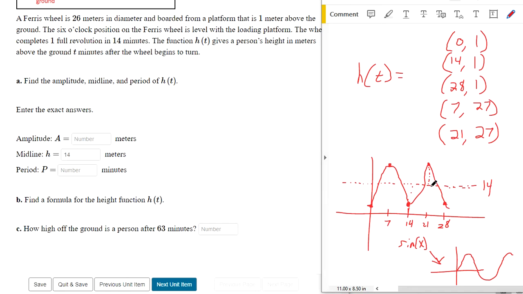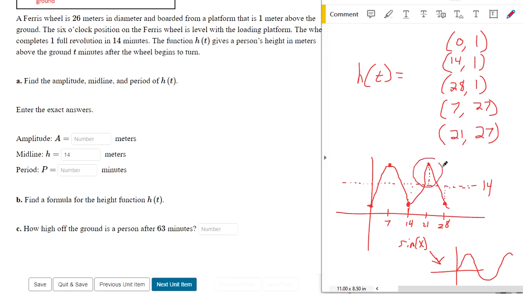So if this is 14, then we have 13 more units to go. I think it's in feet. 13 more feet to go until we hit the highest point, or we have 13 more feet to go before we hit the lowest point. So this is indeed the midline. It's perfectly centered between these two.